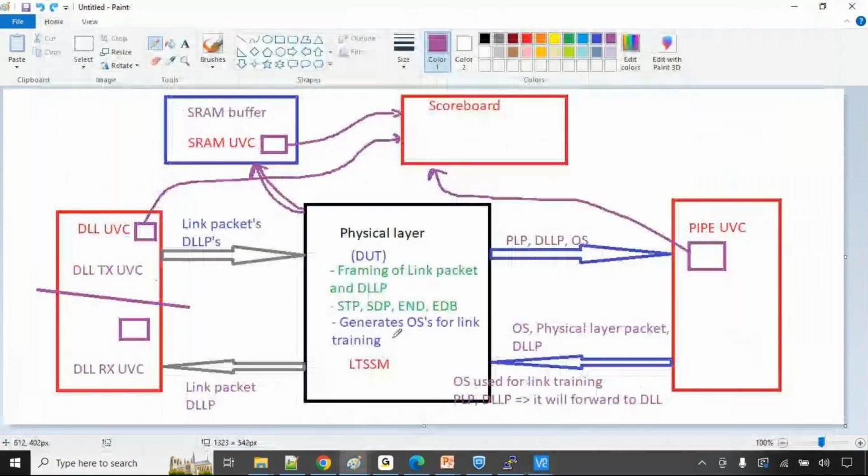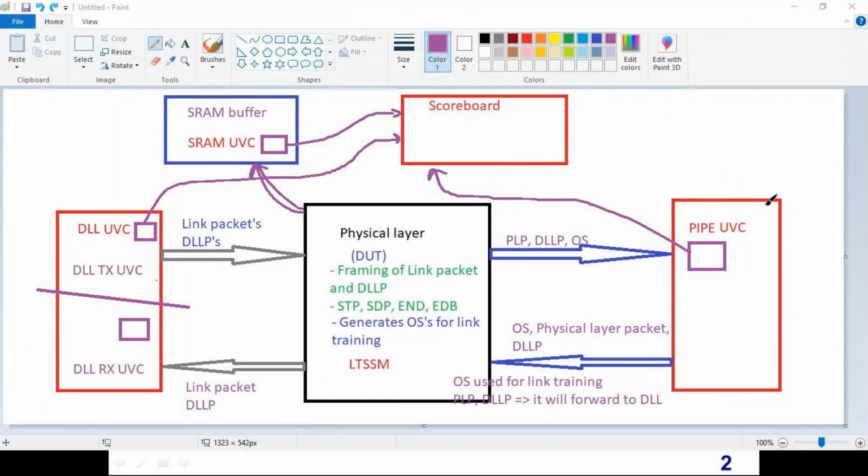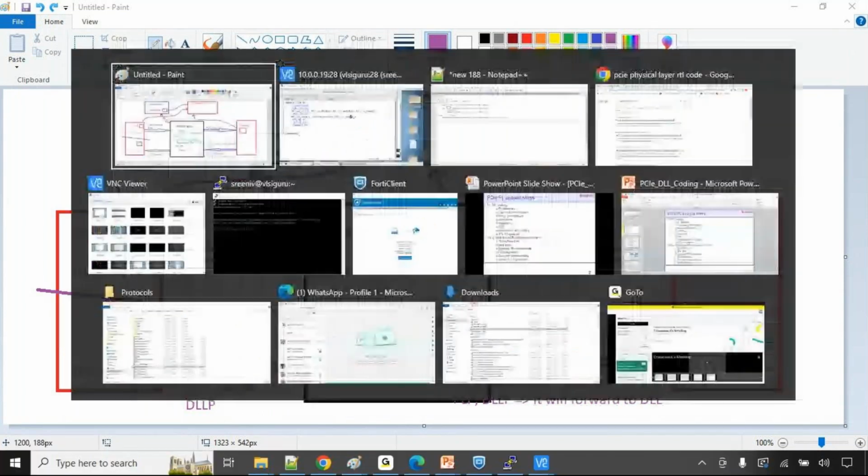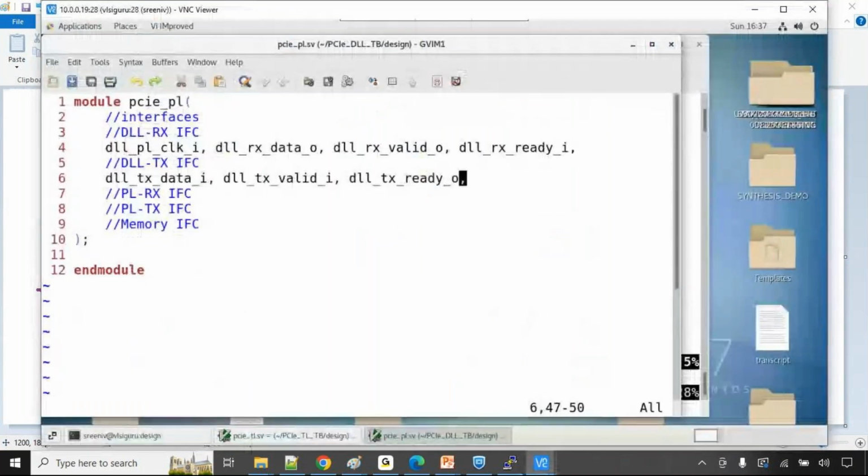Other than that, if you remember, in the physical layer, the communication between the data link layer and the physical layer involves one more signal called link up. I need to tell that the link is up, right? The physical layer indicates to the data link layer that the link is up, so that communication also needs to be sent. So we'll have one more signal called link up O here.